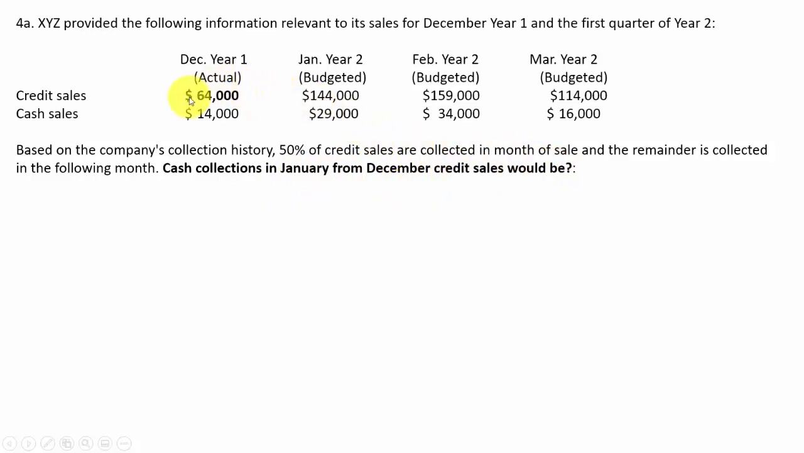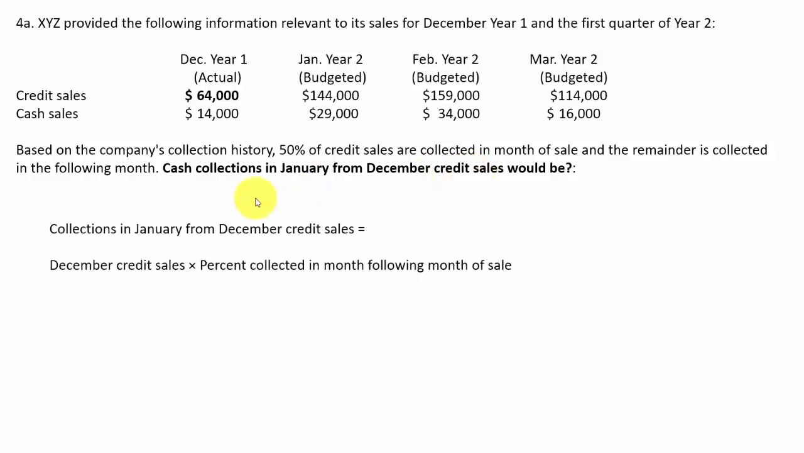Well, here's our December credit sales, $64,000. And we collect half of those in the month of sale, which would be in December, and we collect the other half of those in the month following sale, which will be January. So the cash that we're going to collect in January from December credit sales would be as follows.